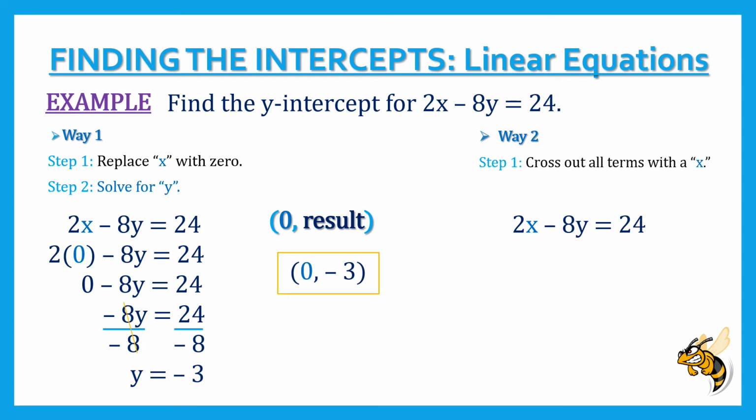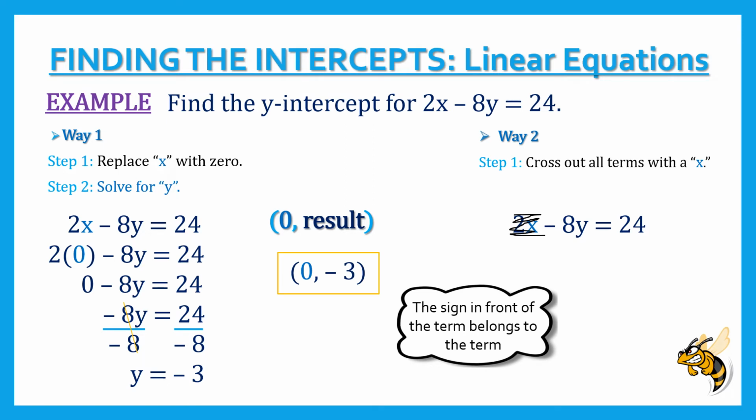Way 2. You want to cross out all terms with an x. So the 2x you can cross off. And remember, the sign in front of the term belongs to it. So this negative sign belongs to the 8. Then we're going to solve for y. So divide everything by negative 8. So therefore y is equal to negative 3, which is the same result.